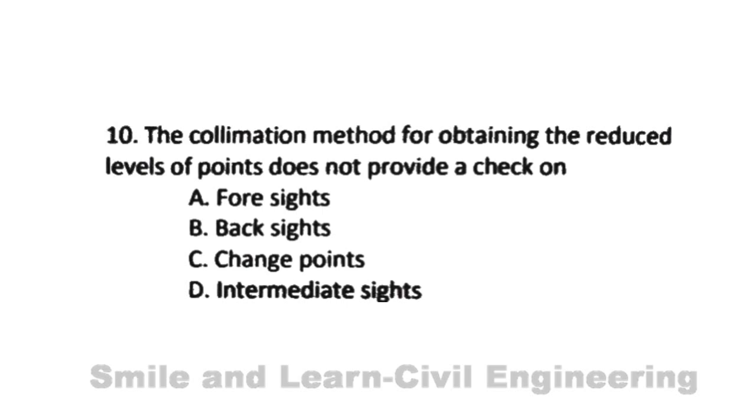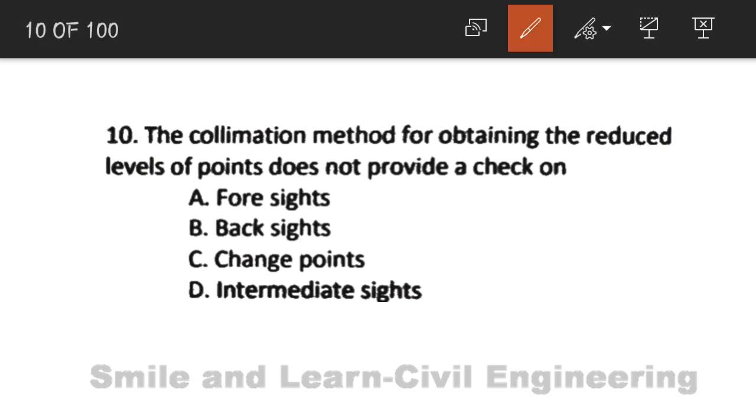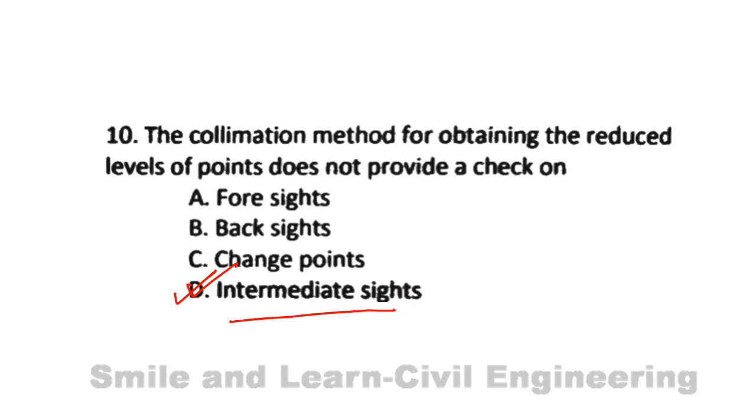Question number 10. The collimation method of obtaining the reduced levels of points does not provide a check on. So collimation method avoids the intermediate sights, or it doesn't check the intermediate sights. So therefore it will not be suitable for checking the intermediate sights.